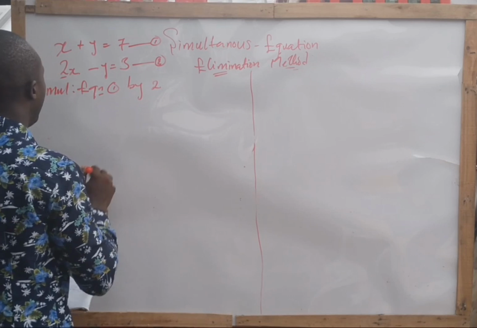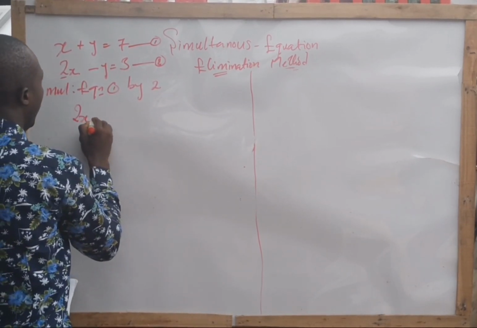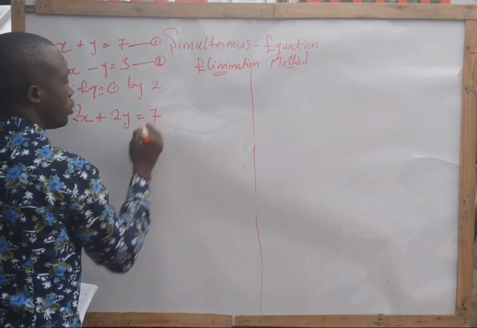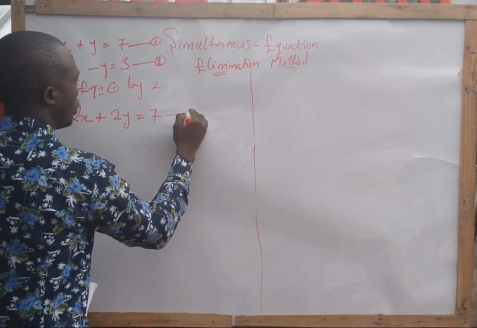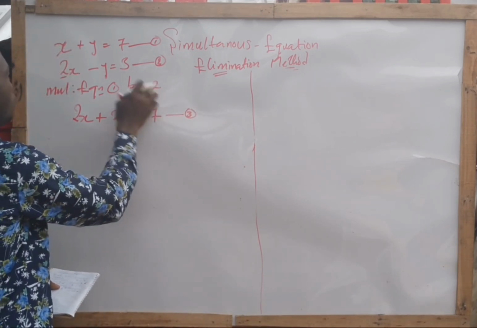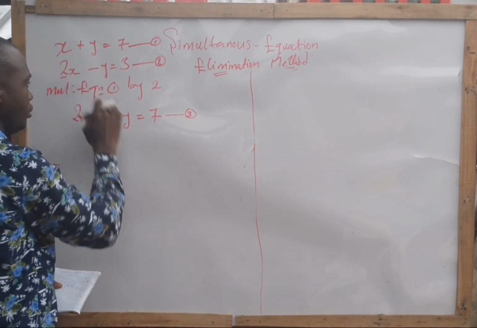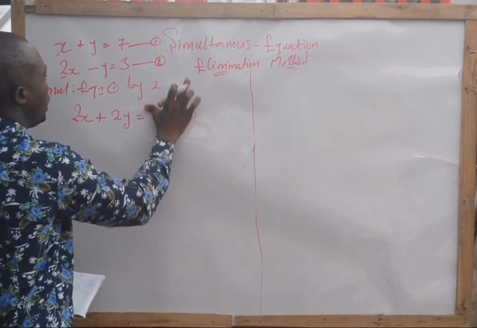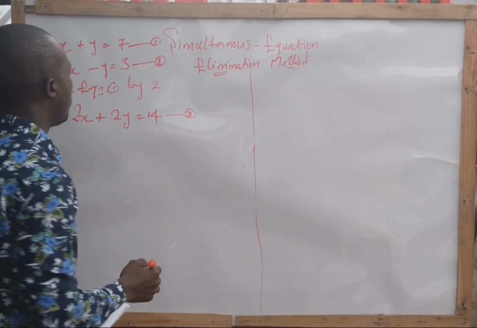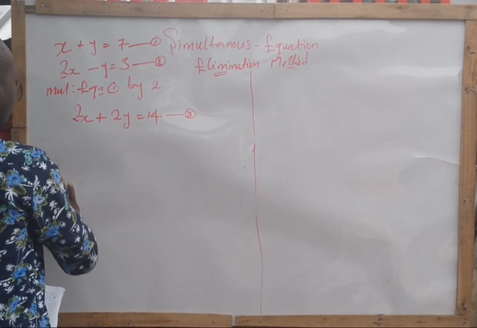So now we move further. 2 times this will give us 2x plus 2y equals 14. This is our equation 3. How did we get this? 2 times x gives 2x, 2 times y gives 2y with the sign, and 2 times 7 gives us 14.